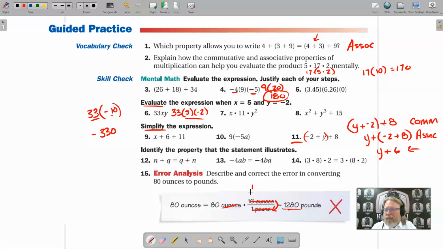This would have been 1 pound, LBS for pound, over 16 ounces. And then we would have had 80 times 1 is 80, and over 16. And then that would be 80 divided by 16. It's going to give us 5. And then we would have been left with, the ounces would have canceled ounces, leaving us with LBS. So 80 ounces is equal to 5 pounds. So the incorrect step here was using the wrong conversion factor.